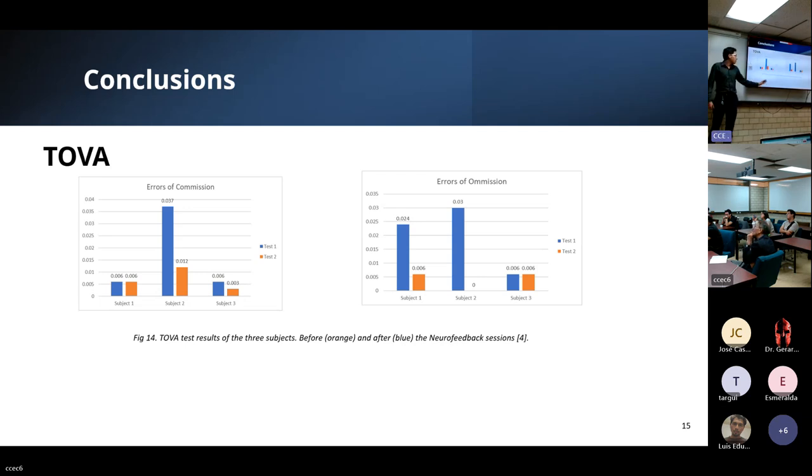The best improvement in this case was from subject two, in errors of commission. It means that in the TOBA test, you have to select one objective from two objectives. Errors of commission are when the participant selects the wrong one, and errors of omission are when the participant didn't select the correct one.